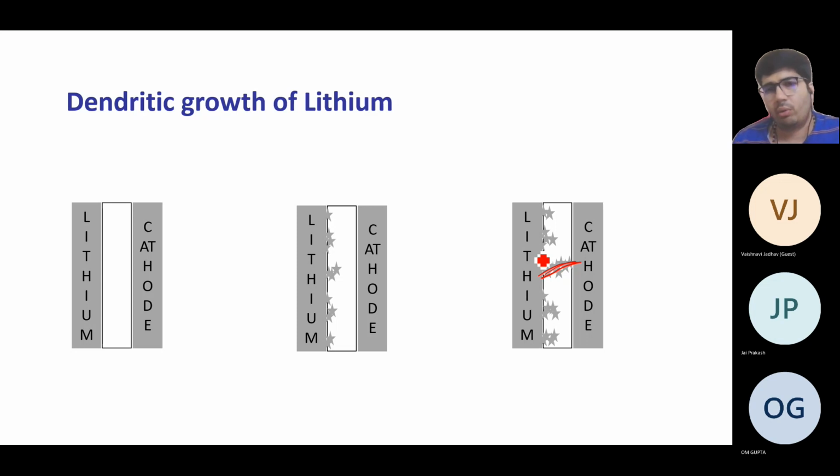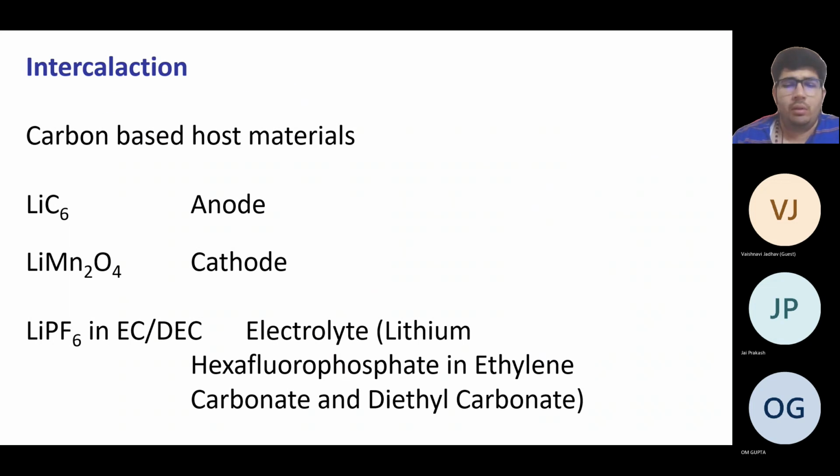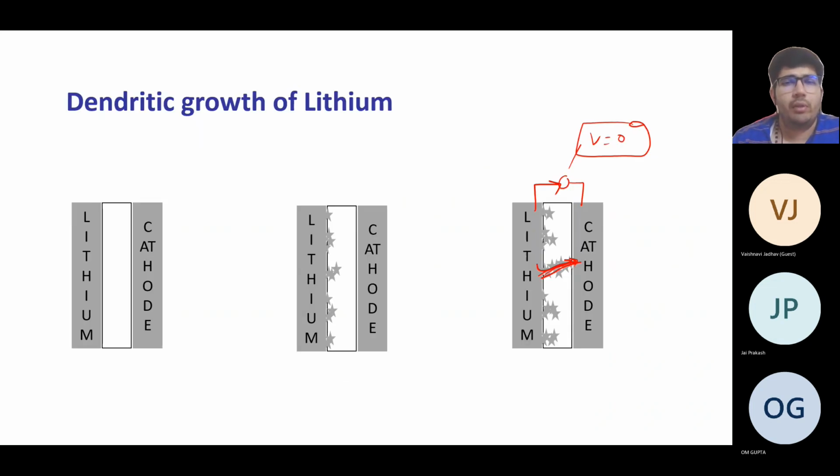because if there is a contact between the anode and cathode, then what will happen? The electrons will not go through the external circuit. They will go through this contact. So it means that our external circuit will not get any electrons, so we will get V equal to 0 voltage, or no current. It will short circuit the system, because the electrons are directly going through this way. So this is the dendritic growth of lithium.